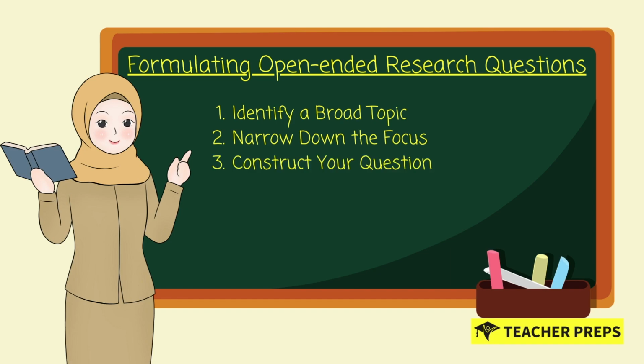And then step number 3 is to construct your question using interrogative words like how, why, and to what extent can help. For example, how did women shape the direction and outcomes of the civil rights movement? And then step 4 is to review and refine. Make sure your question is clear, it's researchable, and it's not based on assumptions.